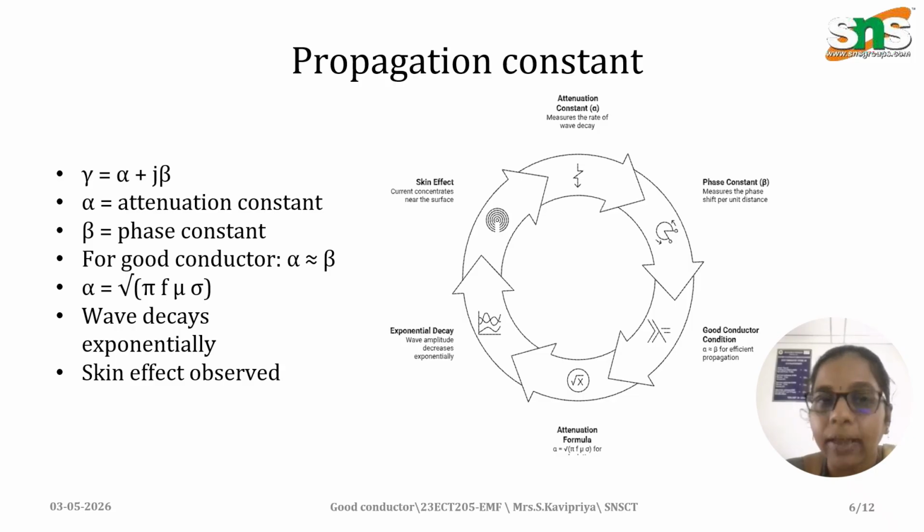For good conductor, this alpha is approximately equal to the beta. So we have this alpha and beta equations similar. Alpha is equal to square root of pi f mu sigma and beta takes the same equation, square root of pi f mu sigma, where f is a frequency, mu is a permeability and sigma is a conductivity. So the wave will be decreasing exponentially. So the decrease is given by this attenuation constant. So there will be a skin effect observed in the waves.